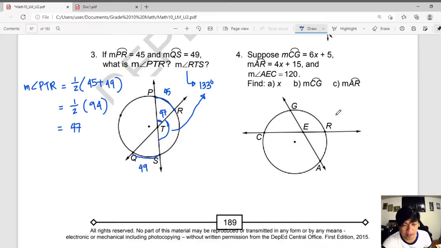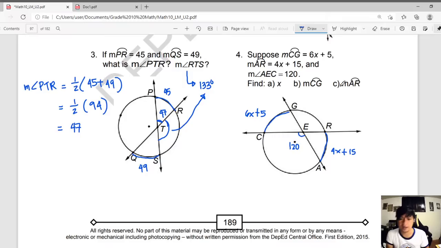Suppose the measure of CG, saan ang CG natin? Where is the CG? The measure of arc CG, ito, the measure of this one is 6x plus 5, and the measure of arc AR, this one, AR is 4x plus 15, and angle AEC is equal to 120. AEC ito. Angle na yan is equal to 120. So we're going to find x, the measure of arc CG and the measure of arc AR.